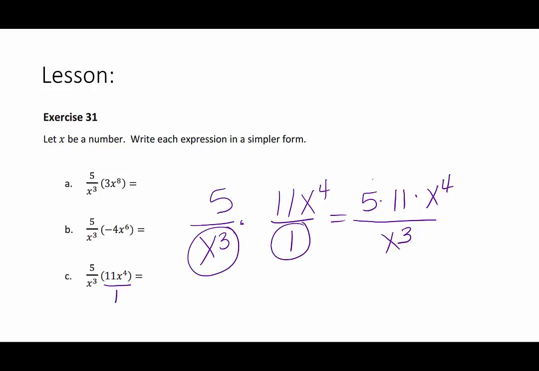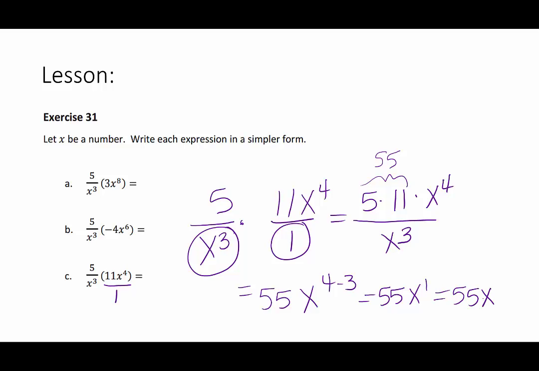So we know that these two, when we multiply them together, we're going to get 55. So that's going to equal 55 times x to the 4 minus 3, which is 55 times x to the 1st. We know that x to the 1st is just x, so we can write that as 55 times x.